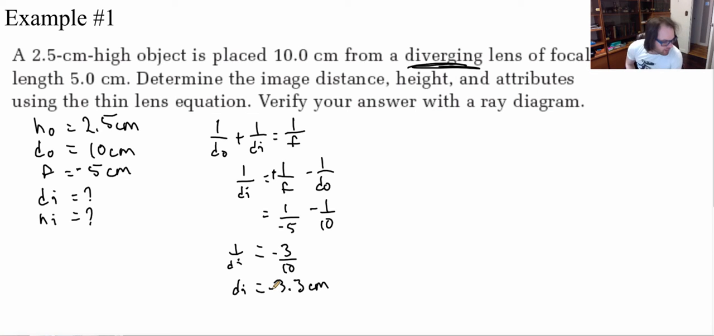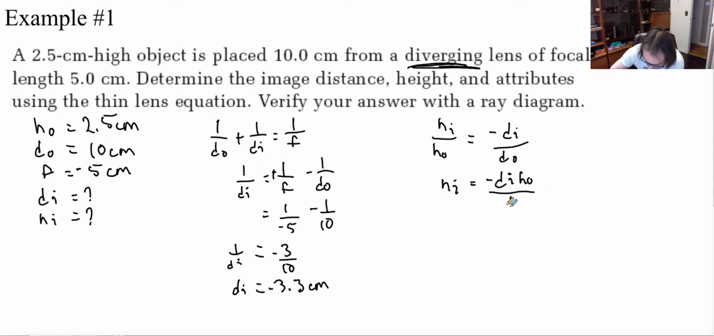So now we're going to try and figure out what is my height. Well, if you remember, our heights are proportional to our distances. So I know my height of image divided by my height of object will be the same as the negative of my distance of my image divided by my distance of my object. So in this case here, we're trying to find my height of image. So we have height of image is equal to negative distance of image multiplied by height of object divided by distance of object.